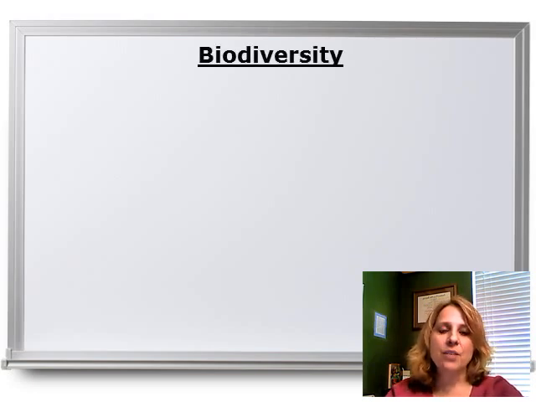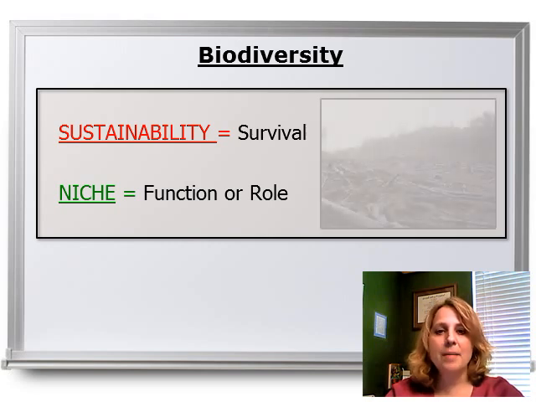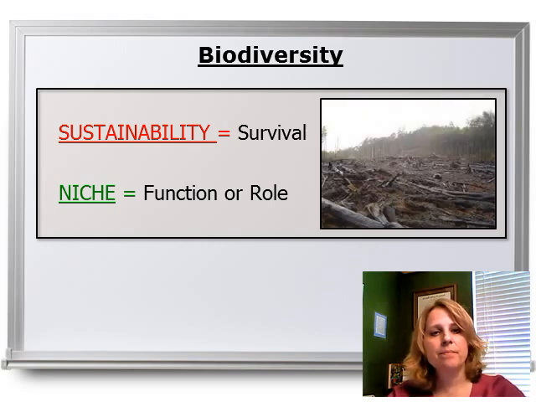Now that you understand what biodiversity means, let's talk about sustainability and niches or roles. Sustainability in ecosystems is the ability of the organisms to survive and thrive in its environment. An ecosystem is sustainable if it can survive disasters such as habitat destruction or disease.